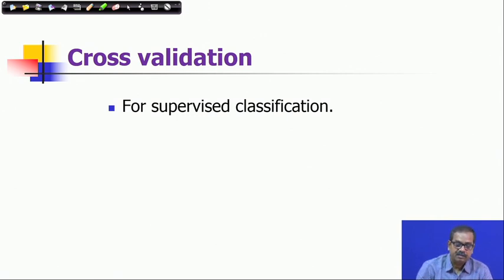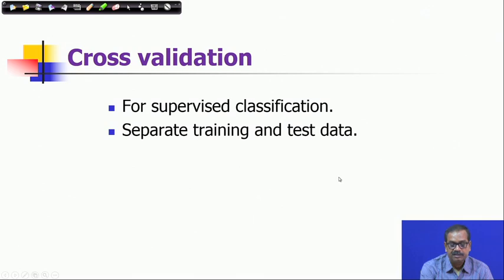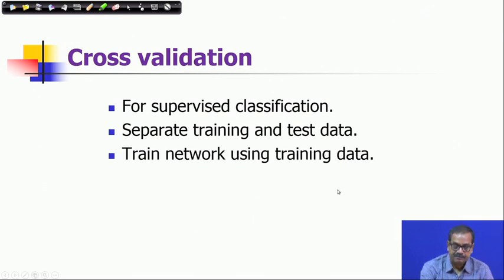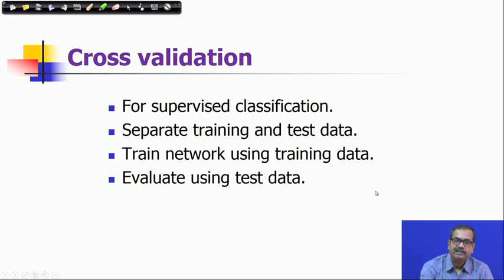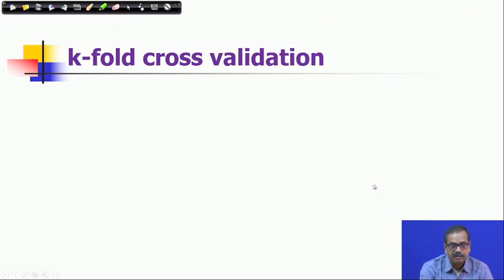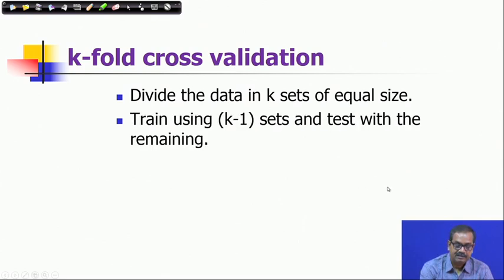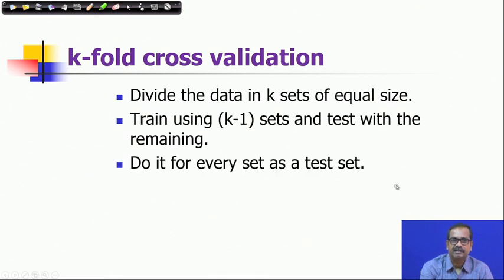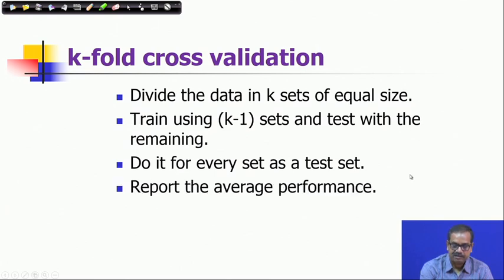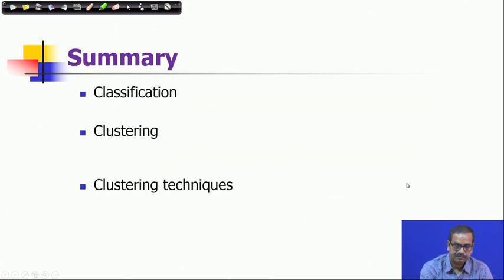There are methods of testing the performance of a classifier. One method is called cross validation, and once again it is applicable for supervised classification. What we do is separate training and test data, then we train the network using training data and then evaluate using test data. So, for k-fold cross validation, we divide the data into k sets of equal size and we train using k minus 1 sets and test with the remaining one, and we do it for every set as a test set and take the average. So, we report the average performance.